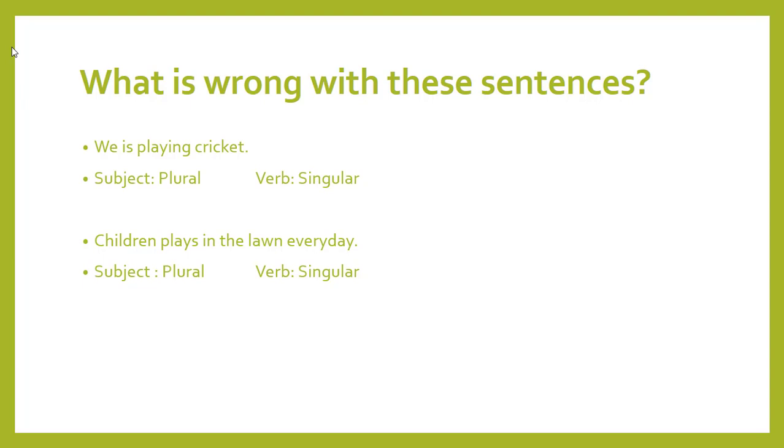Now we move to sentence number 3. He are a good student. What is wrong with this sentence? Its subject is singular, but its verb is plural. He is a singular subject while are is a plural verb.